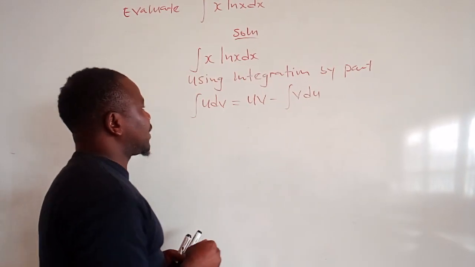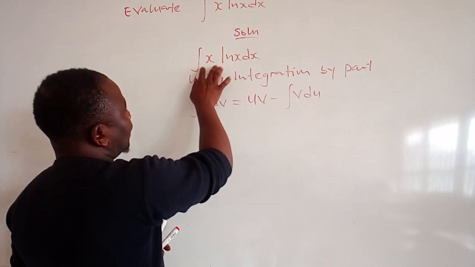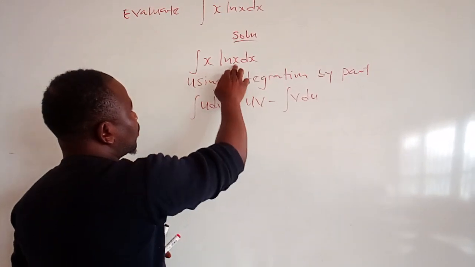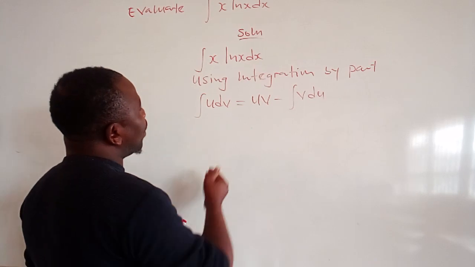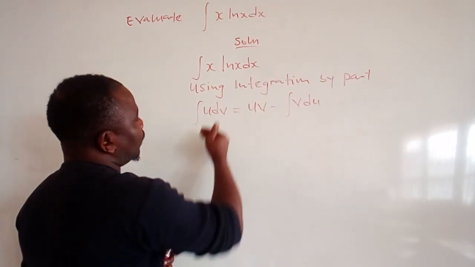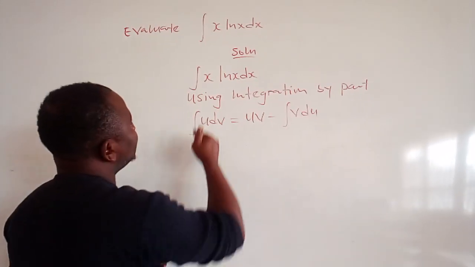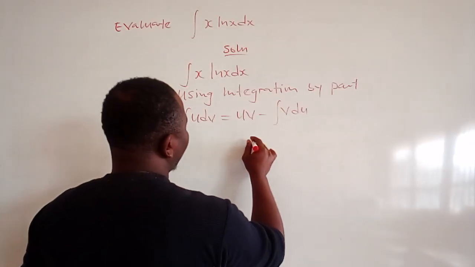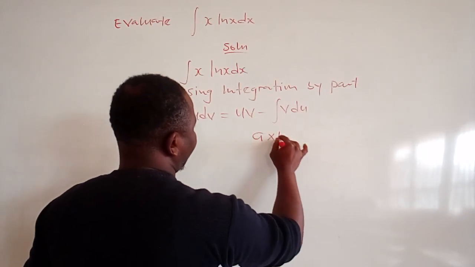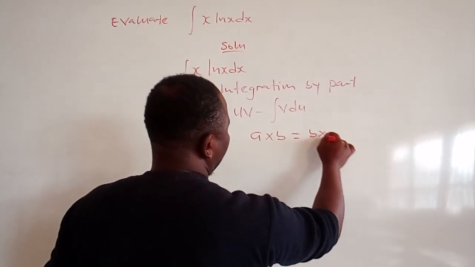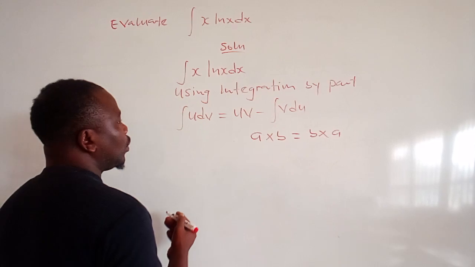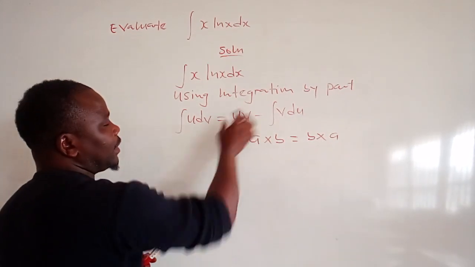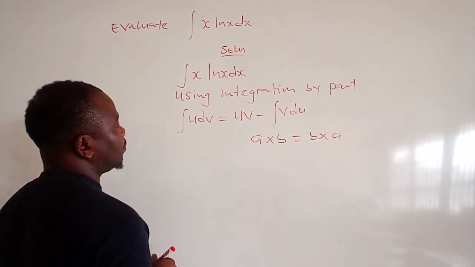We know very well that without anyone telling you, if you compare this and this, your u is equal to x and your dv is equal to ln x dx. But if we do it that way, we cannot have a solution. Is that clear? Since in mathematics, you know very well that multiplication is commutative. That is, a times b is the same thing as b times a. So for that reason, we are going to apply the commutative law here to integrate this function by parts.